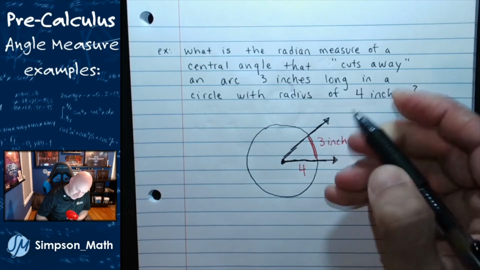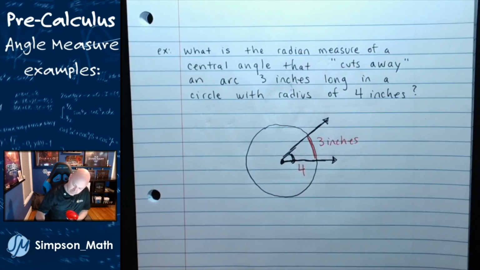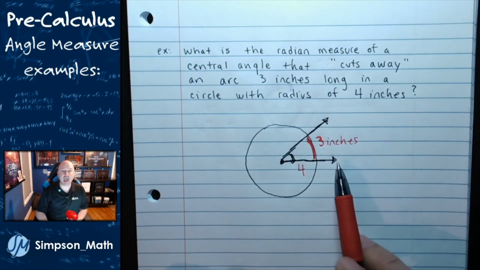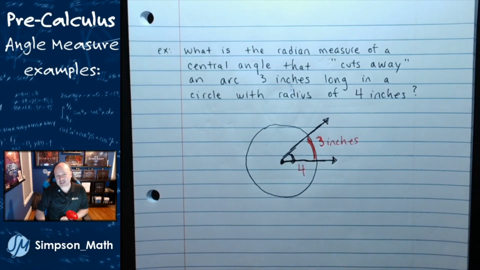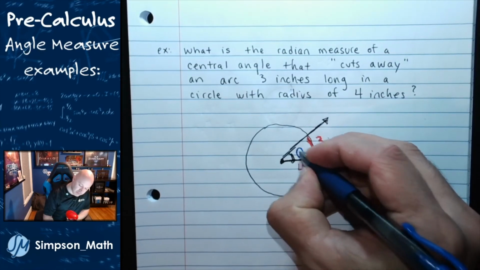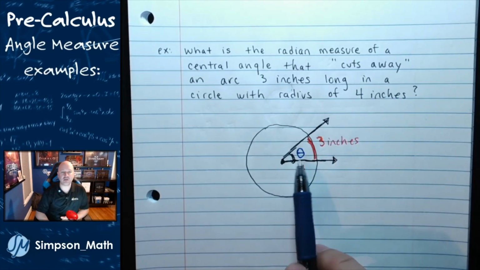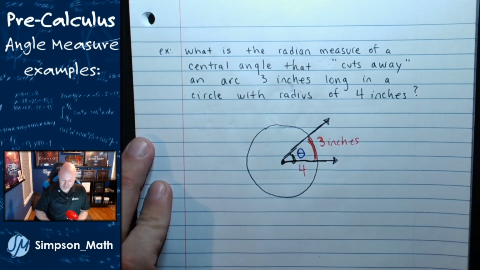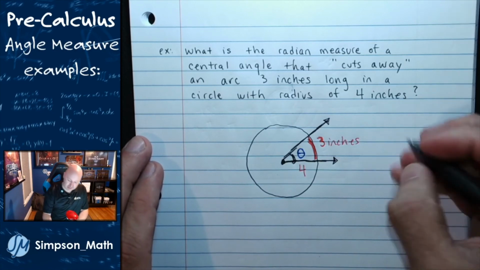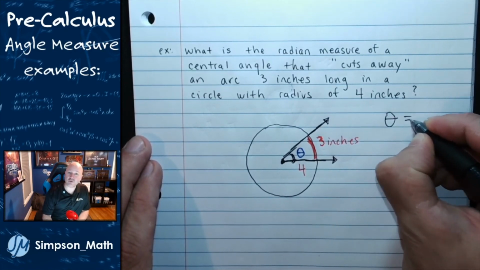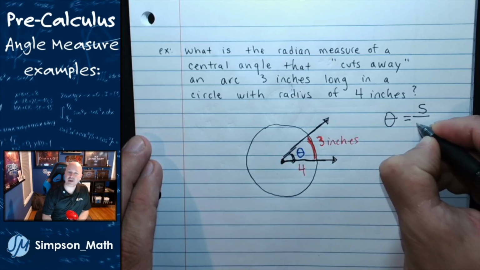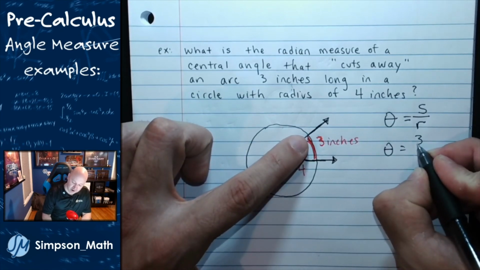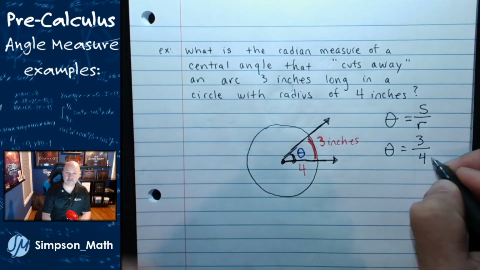There's my central angle. It cuts away this piece of the arc at 3 inches, and the radius of the circle is 4 inches, and I'm asked to find the radian measure of that central angle. I'm looking for theta. This is going to be pretty simple, because what is the definition of radian measure? Theta is equal to that intercepted arc divided by the radius.